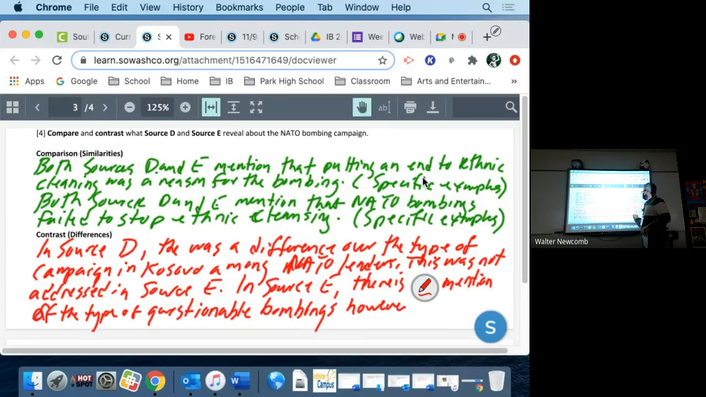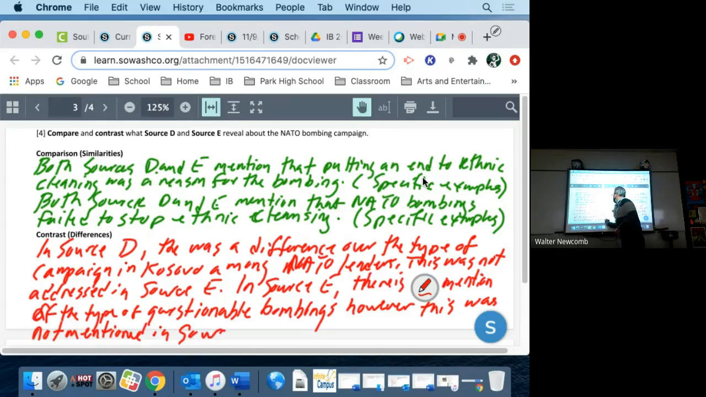However, this was not mentioned in source D. Okay. You could expand on the type of campaign. You could get more specific if you wanted to, and you can expand more on the questionable bombings. All right, so source D is looking at the operation, source E is looking at the results of NATO bombing. All of that is revealing about NATO bombing. Okay, questions with that? That's a good one.